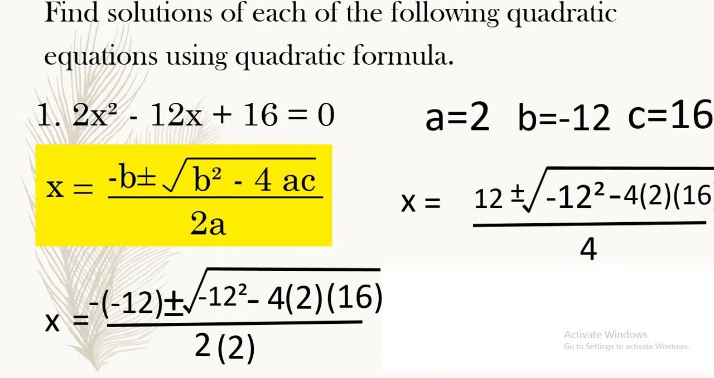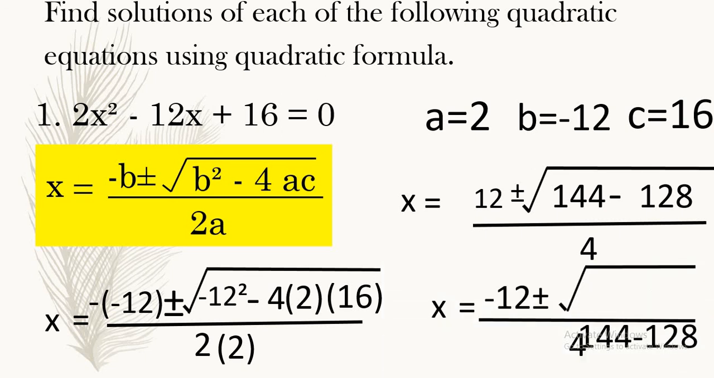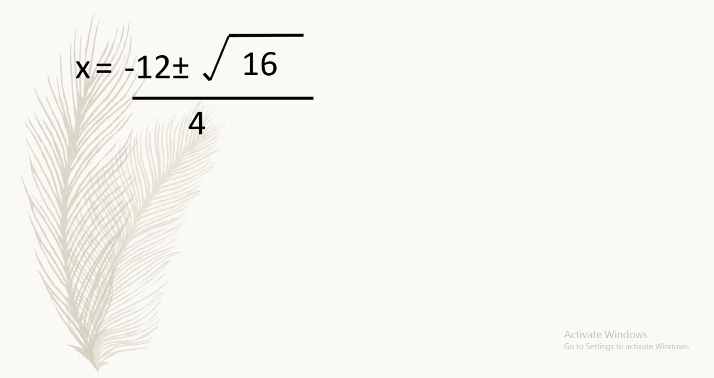Then simplify the square root. Negative 12 squared is positive: negative 12 multiplied by negative 12 is positive 144. Then 4 times 2 times 16 is 128. So we will now simplify 144 minus 128, which is 16. Now simplify the square root of 16. So we have x is equal to negative 12 plus or minus 4, all over 4, since the square root of 16 is 4.